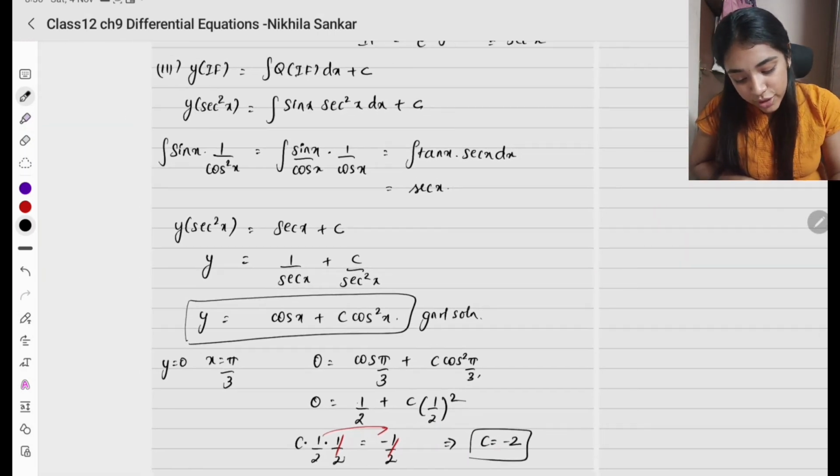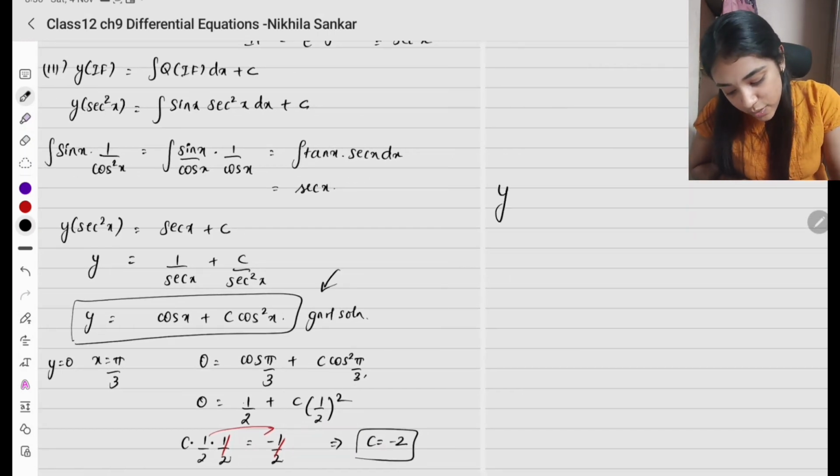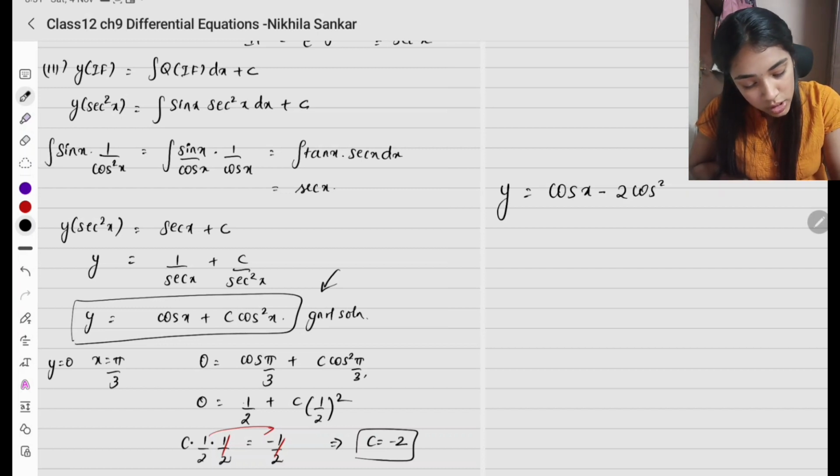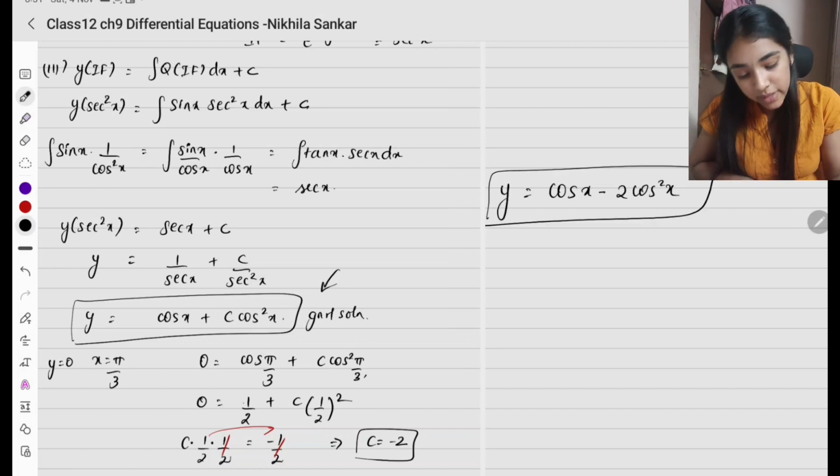So what is my final solution going to look like? I'm going to substitute it here. So I have y equals cos x minus 2 cos square x. Please copy.